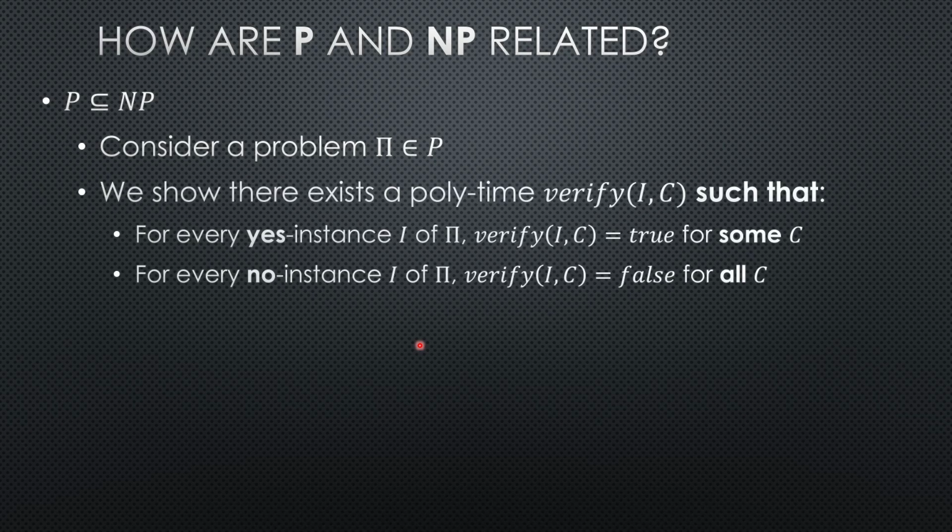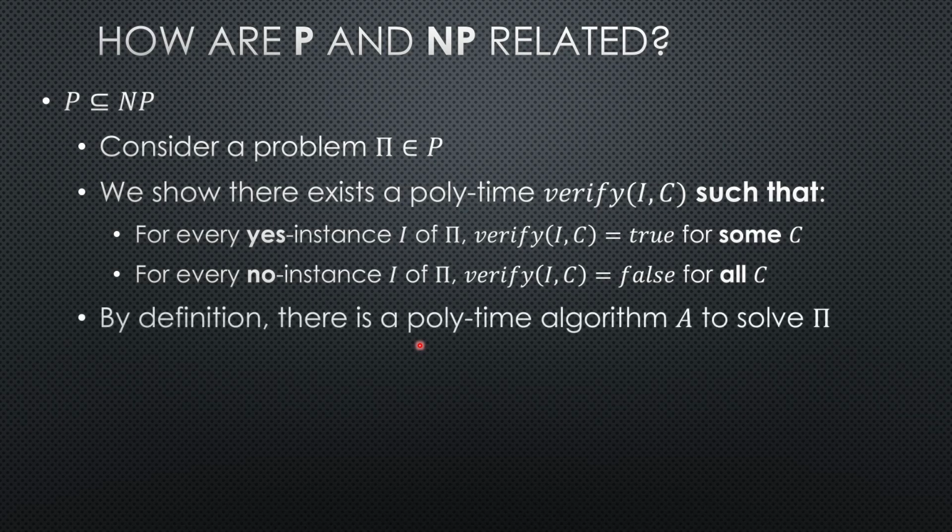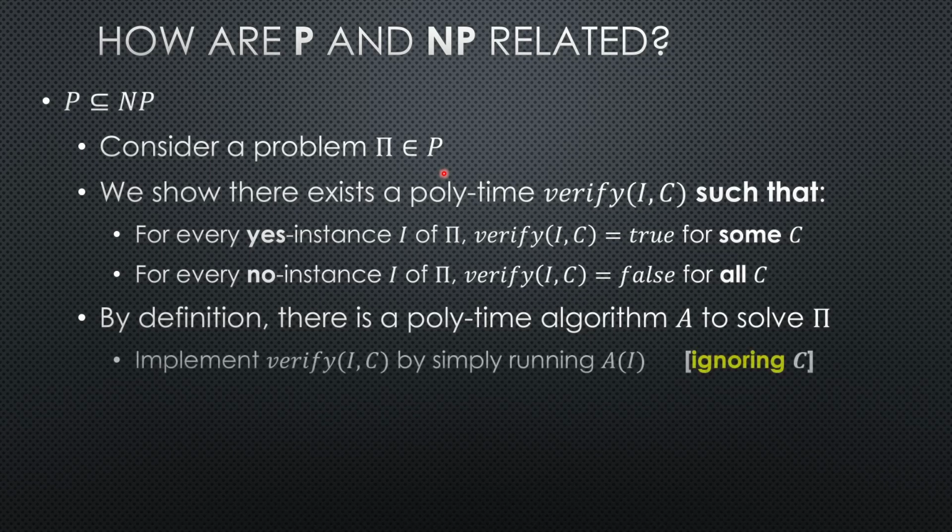is in NP. Okay, so by definition, because pi is in P, there is a polytime algorithm to solve pi. No matter which definition of P you like out of the 2 I said, conceptually there exists some polytime algorithm, either one that we know or one to be discovered, that can solve this problem. That's why the problem's in P. Let's call that algorithm A.